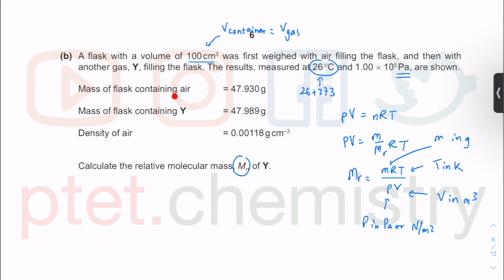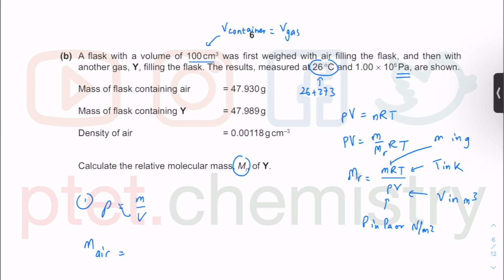So we have the mass of the flask containing the air, and we have the mass of the flask containing Y here. So let's see, we need to first work out the mass of the air first, I think, because the density of air is there. So what you're going to do is, you have density equal to mass over volume. So what is the mass of air?